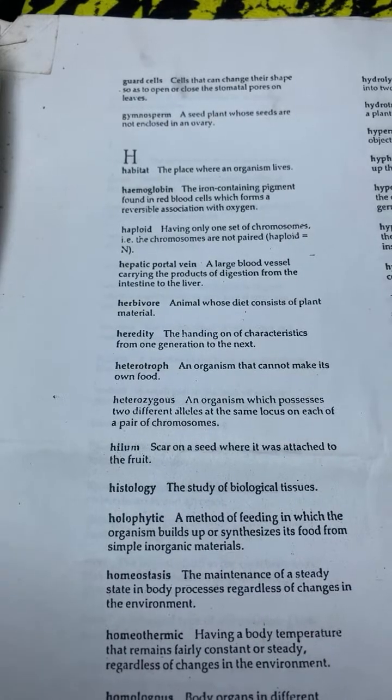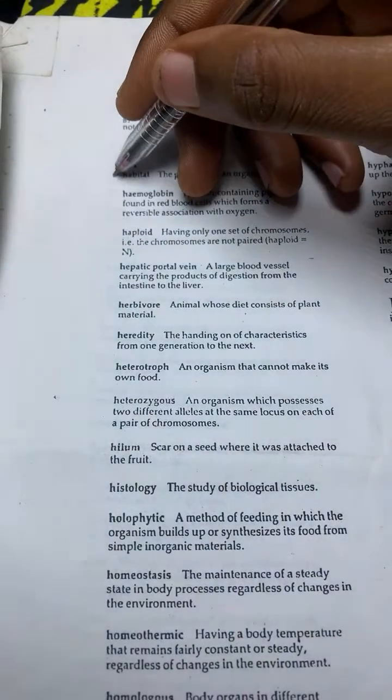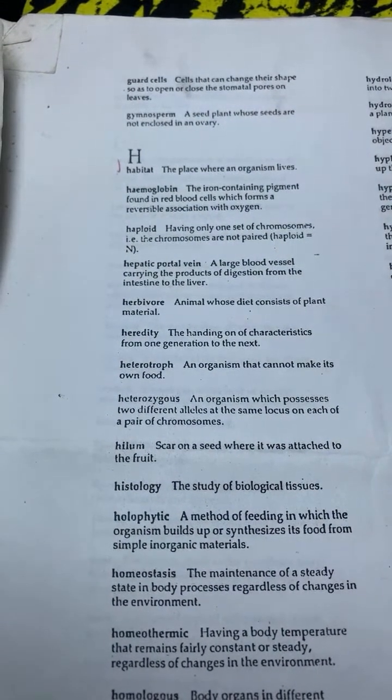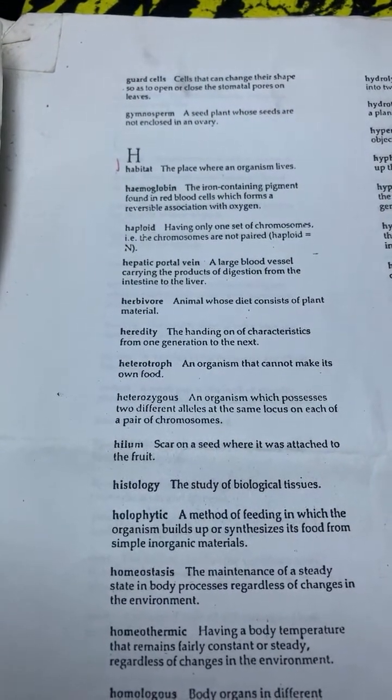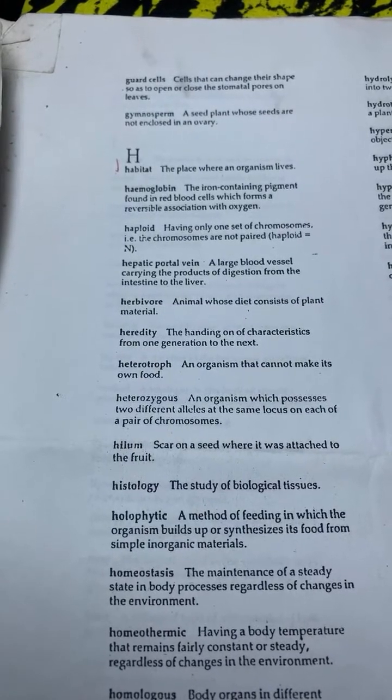Okay. So we try as much as possible to move on to H. And under H, the first thing we are seeing here is what? Habitat. What then is habitat? It's a dwelling place of what? Of an organism. That's habitat for you, or where an organism lives.